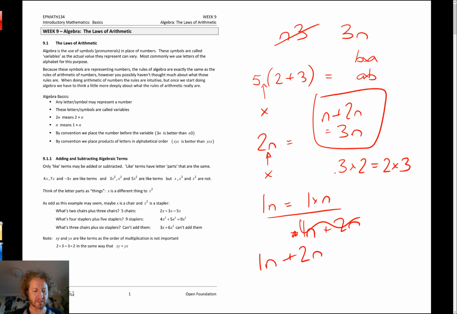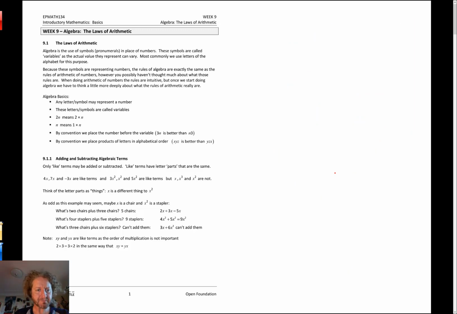Okay, so adding and subtracting algebraic terms. We have to talk about like terms. The example I just did then was I said like n plus 2n equals 3n. And I was saying that's a nectarine plus 2 nectarines is 3 nectarines. Hopefully that makes common sense.